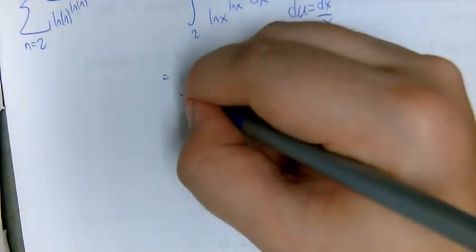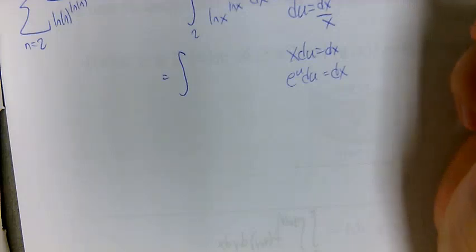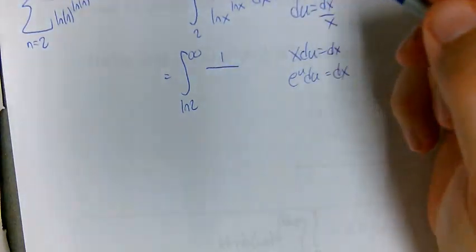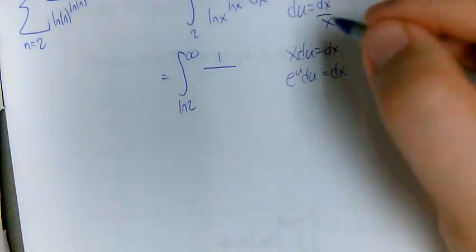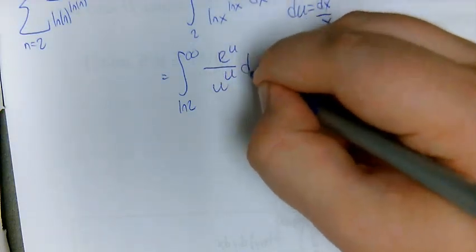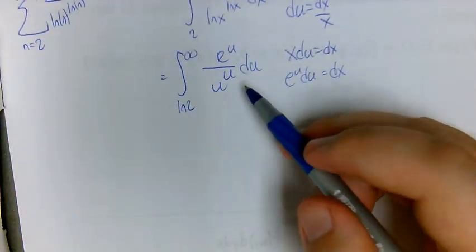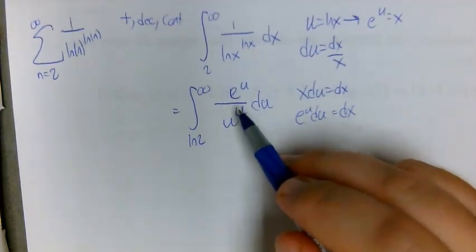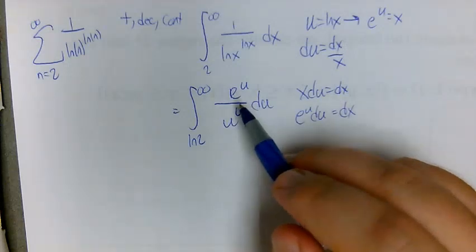So what does that say about our integral here? Well, this will now be the integral from ln of 2 to infinity of 1 over, or sorry, e to the u over u raised to the u power. Now I don't know about you, but I don't really want to integrate this function right here. This is going to be too hard.